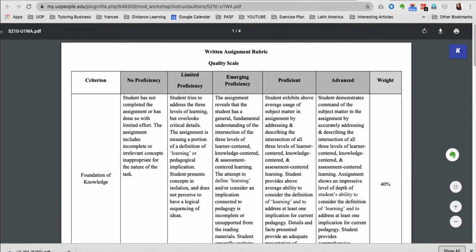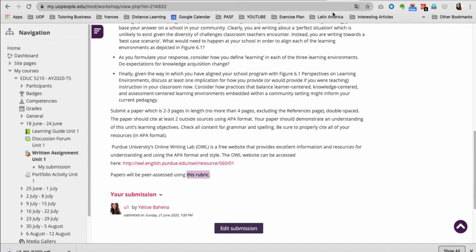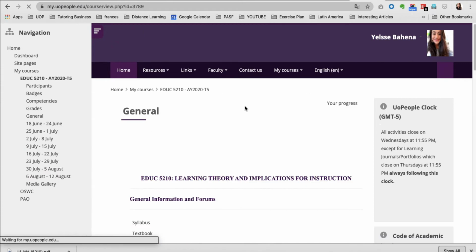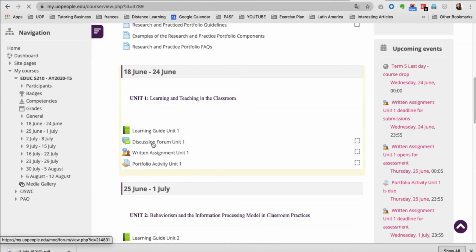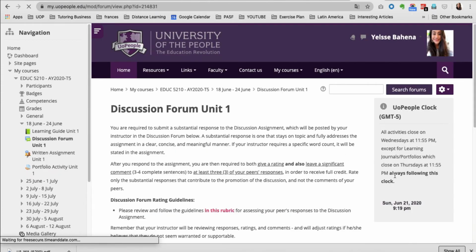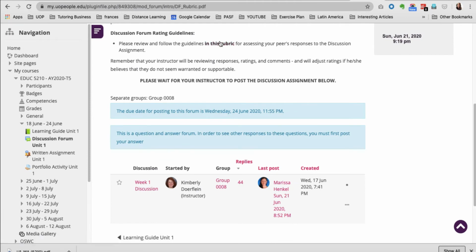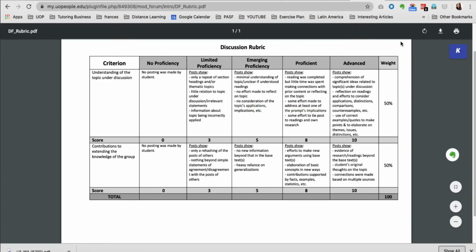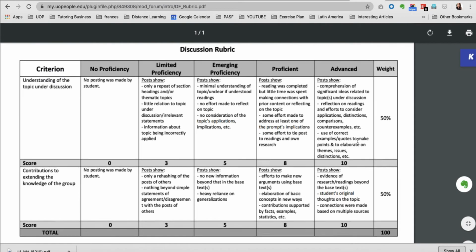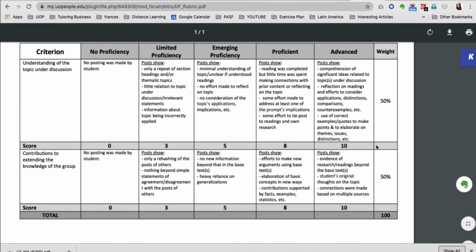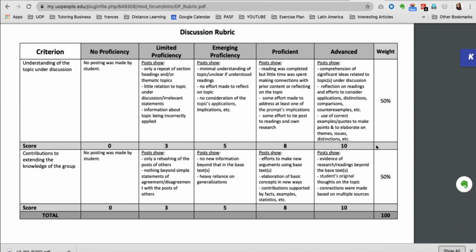Okay, this is actually for the writing assignment. Whoops. Let me take you to the discussion assignment so you can see the, oh my goodness. Okay, yes. So this is the rubric here. Okay, just make sure you do all of this. You don't have to read all of this. Okay, use your time and just focus on the advanced part.